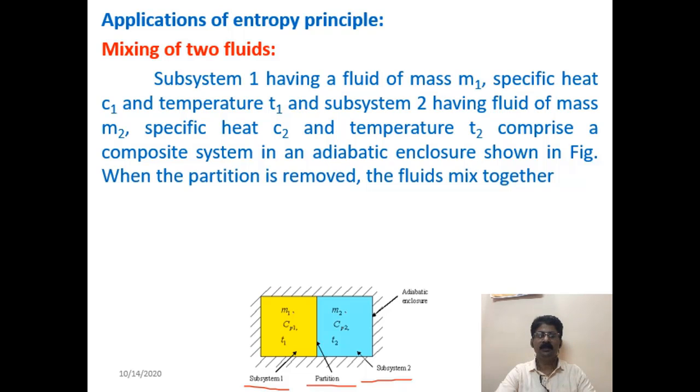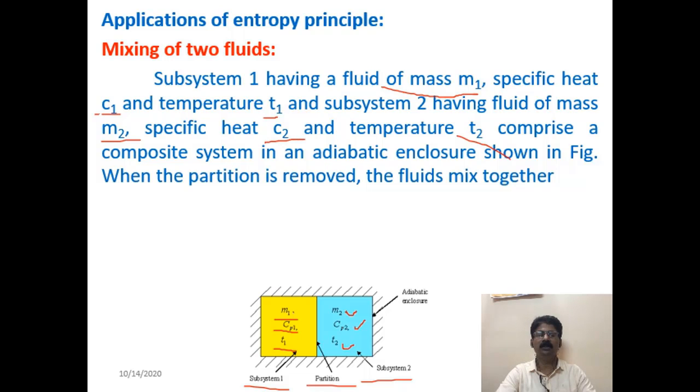Here subsystem 1 has a fluid of mass m1. Its specific heat is C1 or Cp1, and temperature T1, whereas subsystem 2 has mass m2, specific heat Cp2, and temperature T2. So this is what is given here: mass m1, specific heat C1 or Cp1, the choice is yours, you can write anything, temperature T1, similarly m2, C2 and T2.